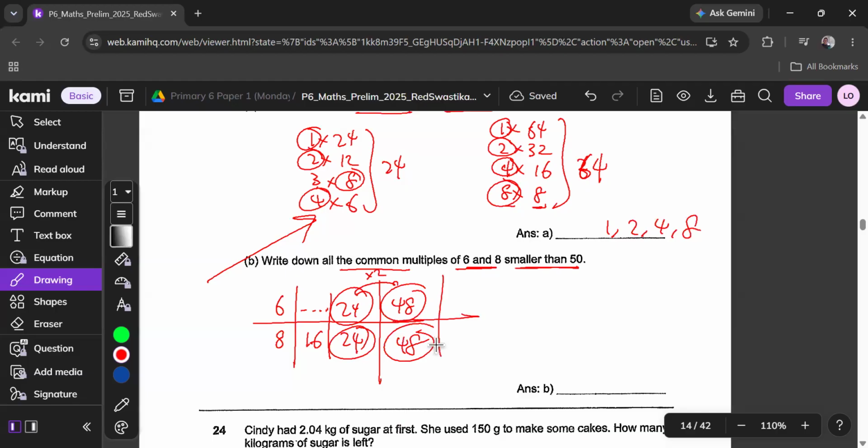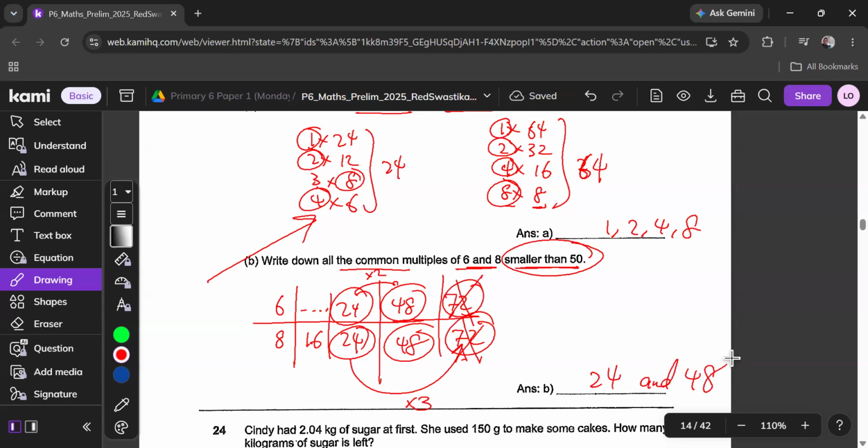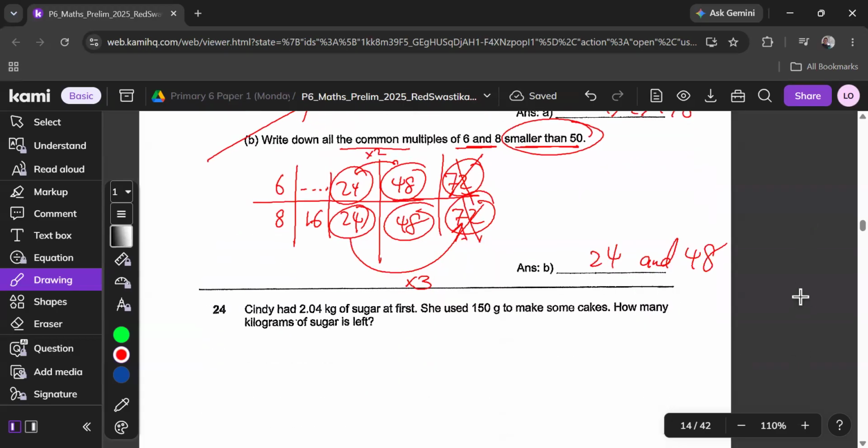How to get the third common multiple? Go back to the first common multiple, times 3. You get 72. That's the shortcut. But we don't want 72. We want smaller than 50. So what are the common multiples which are smaller than 50? 24 and 48. Shortcut. And you need a shortcut for your paper 2. Okay, paper 2, you may have to do listing, right? Remember the level 3? We did level 3, right? Then we have to jump up, we have to find the common multiple. So if you don't know the shortcut, you can't get your answer quickly.